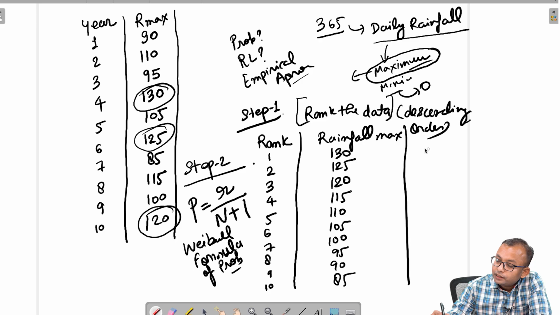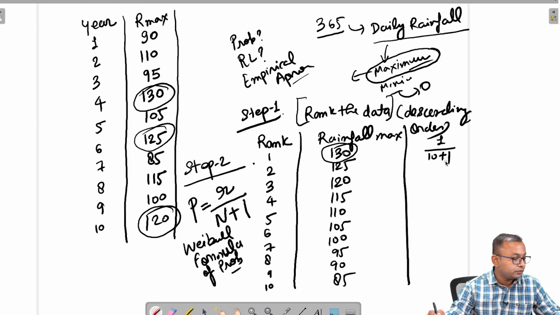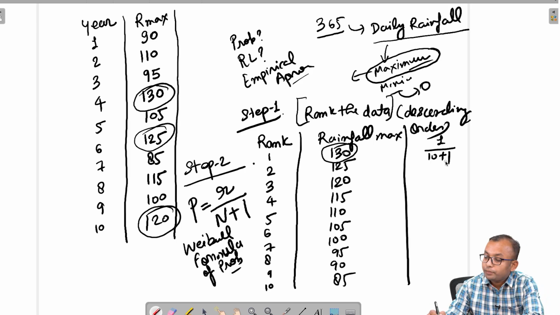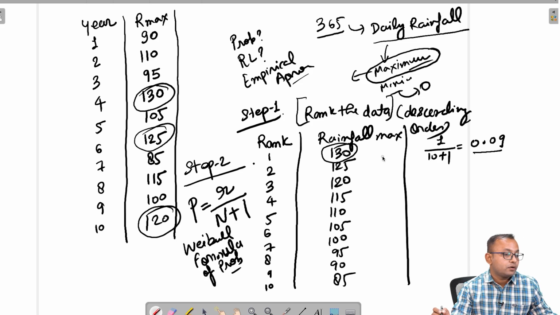Now, how can we calculate the probability? What is the rank here? The rank for this particular value is 1, divided by n plus 1. How many numbers are there? 10 plus 1. So, 1 divided by 11 is coming out to be 0.09. This is the probability of the first, or the highest, event.